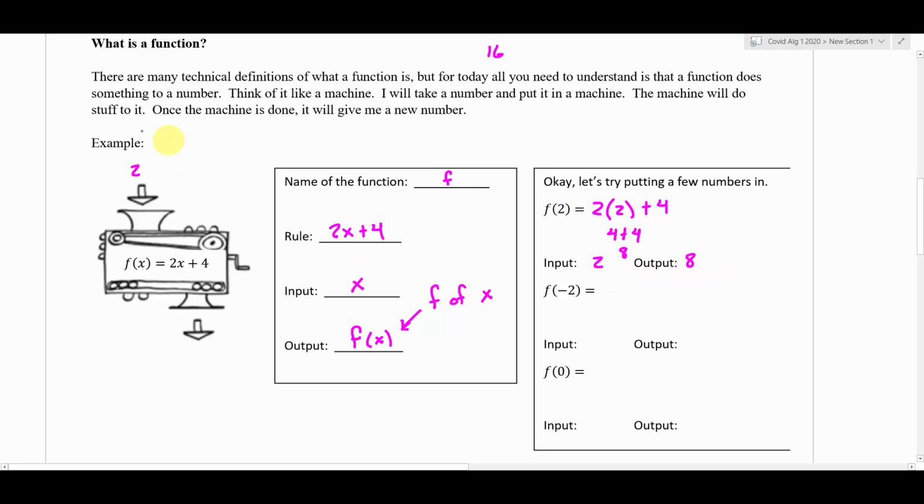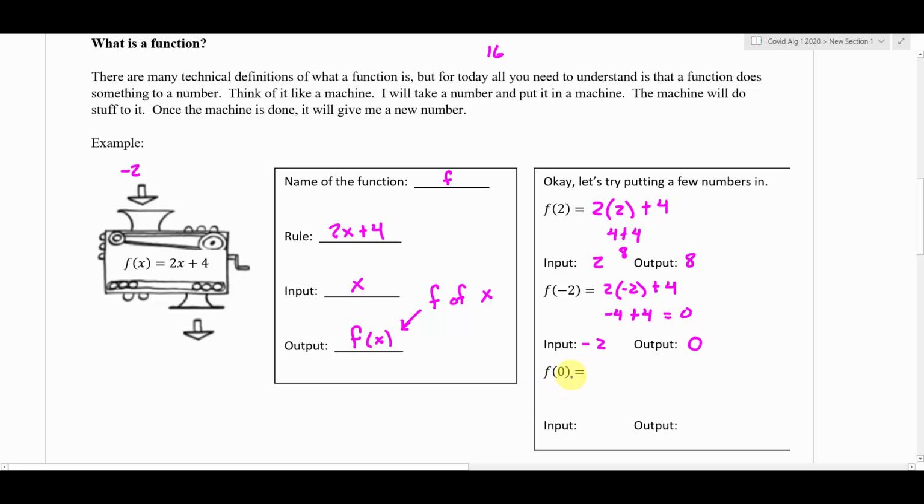Okay, I'm going to try it again. This time we're going to input a -2. So the -2 goes into the machine. It's going to replace x. So I'm going to get 2 times -2 plus 4. And then I use my order of operations again. So 2 times -2 is -4. And -4 plus 4 equals 0. So in this case, I put a -2 in. I got a 0 out.